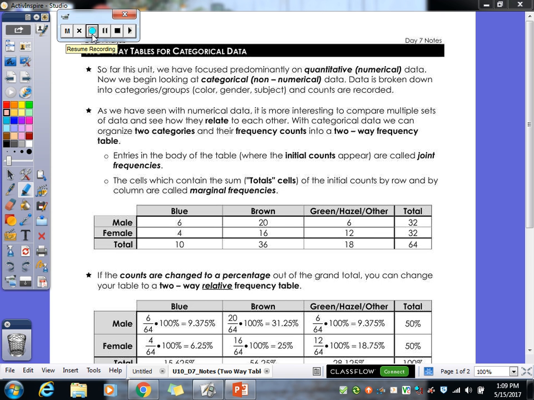Today for our last day of notes, what we're talking about are two-way tables. First thing, we're going to throw a couple more vocab words out at you guys. So far we have focused pretty much on just quantitative data. Quantitative data means that it deals with numbers. I always remember, because quantitative has the N in it, deals with your numbers. So that's what we've been doing so far.